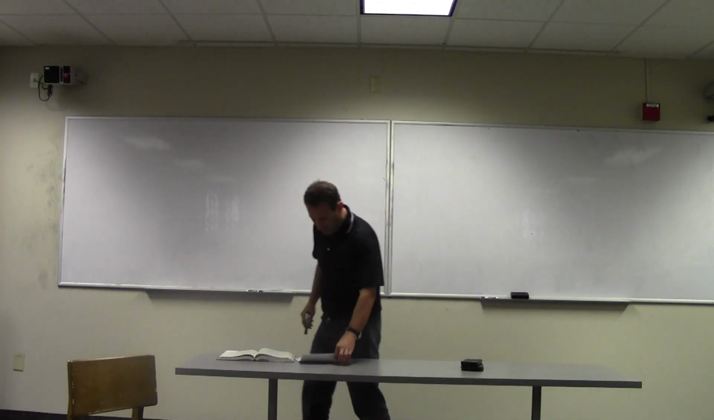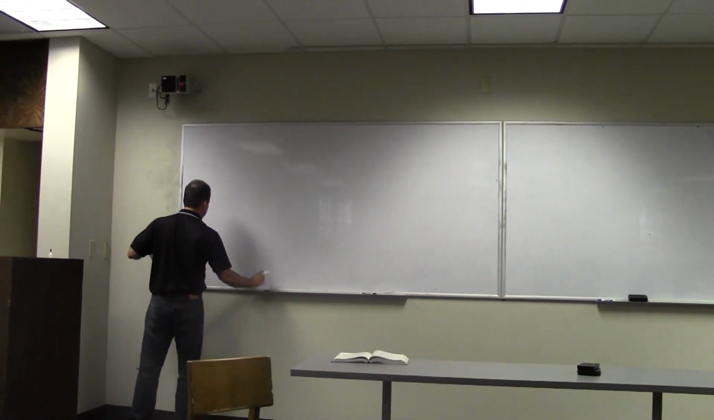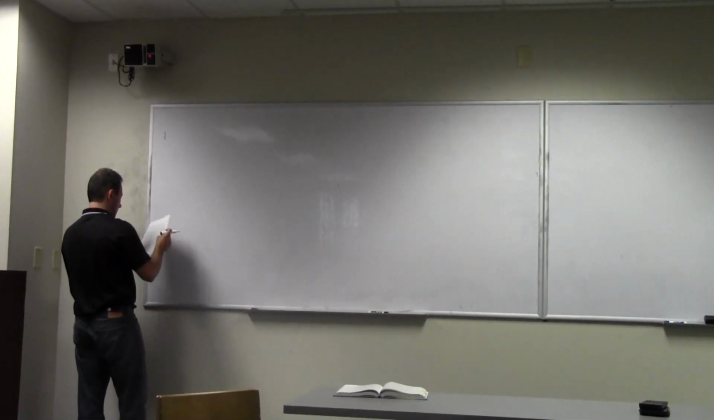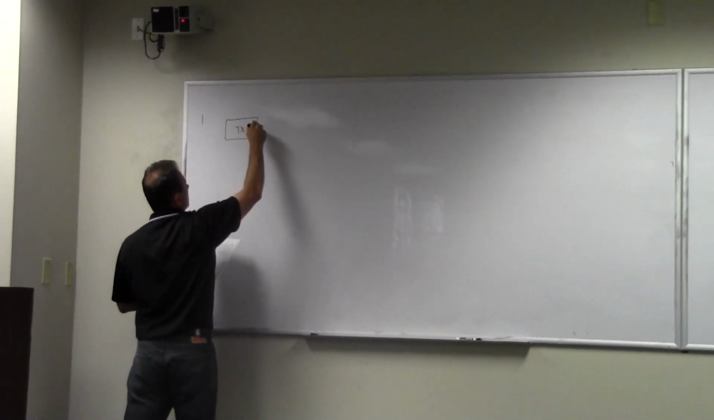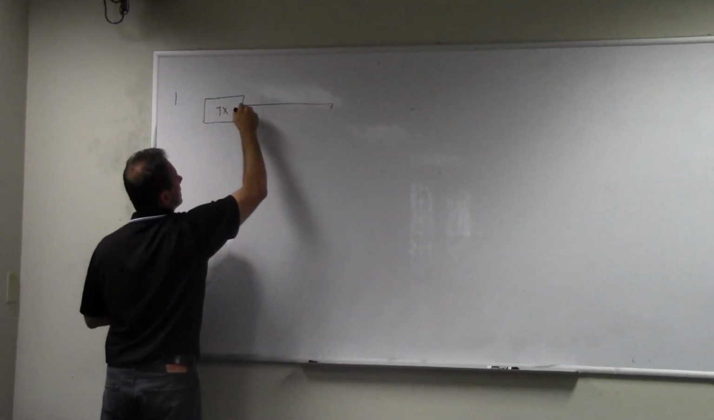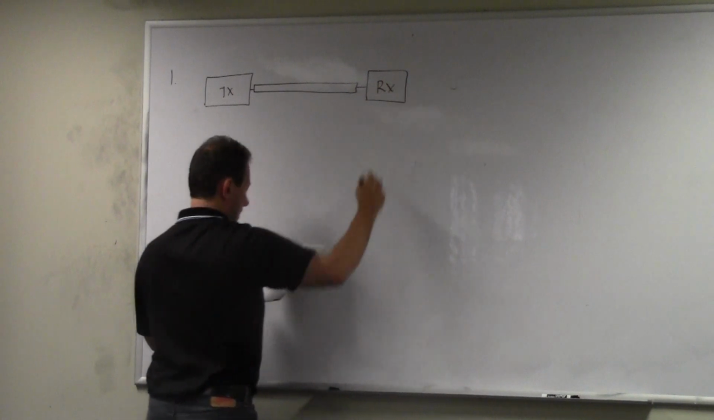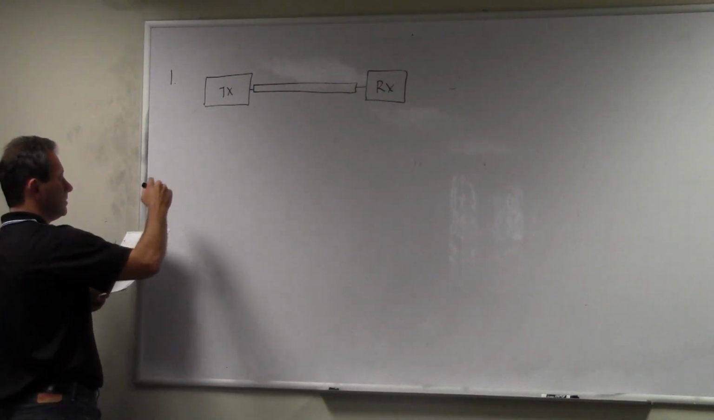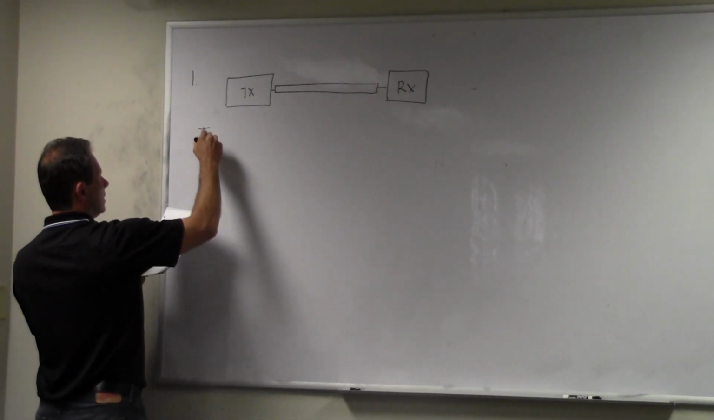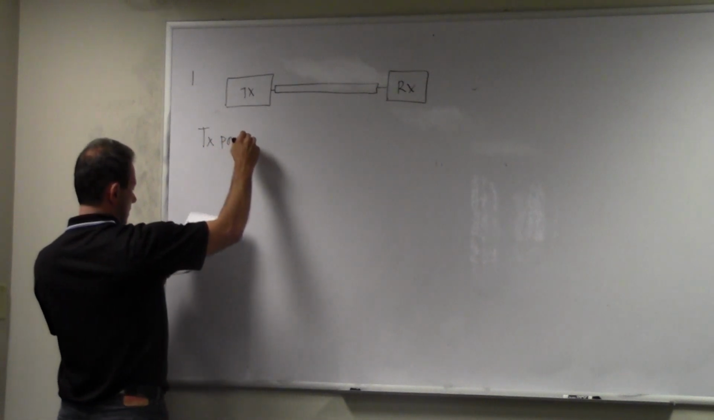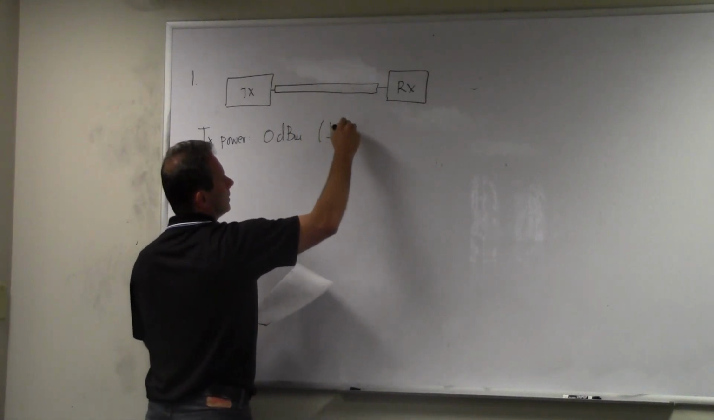Okay, first example is the Shannon formula example. So here's what we have. I have a digital system that looks like this. I have a transmitter, and from this transmitter I have a cable that connects the transmitter and the receiver. And what I know about this system is the following set of data. Transmit power is 0 dBm. How many milliwatts? 1 milliwatt.